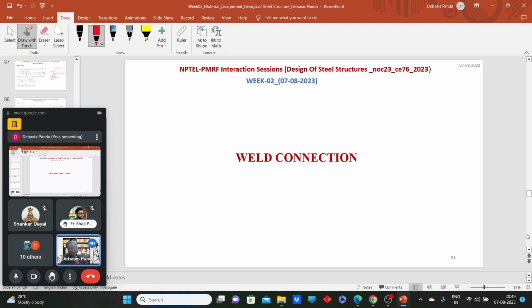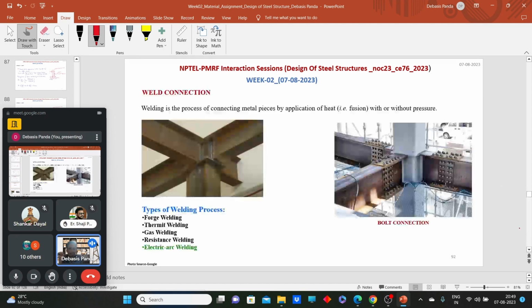Okay, so now we have an understanding of how a bolted joint can be made, what will be the strength of a bolted joint, what will be the efficiency of a bolted joint, how we can design a bolted joint. Now come to another kind of connection that we call the welded connections. Why do we need the weld connection?